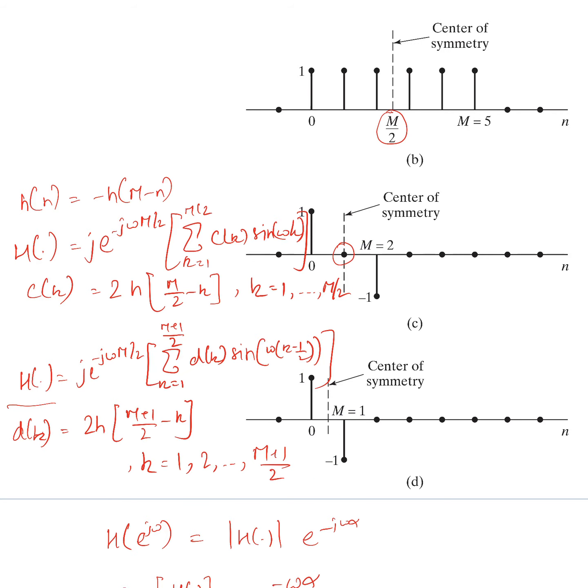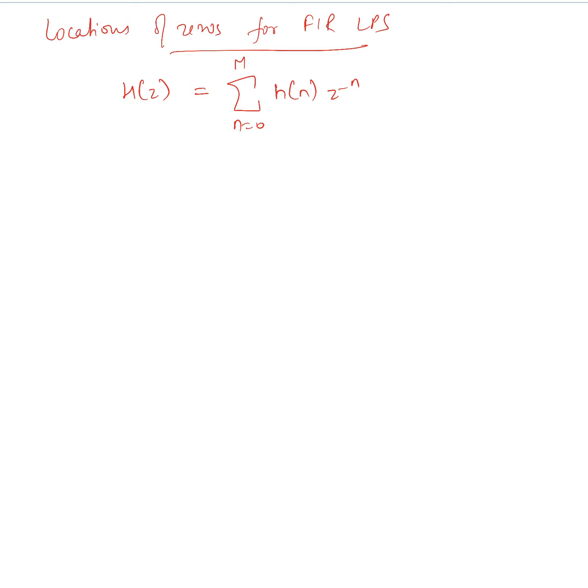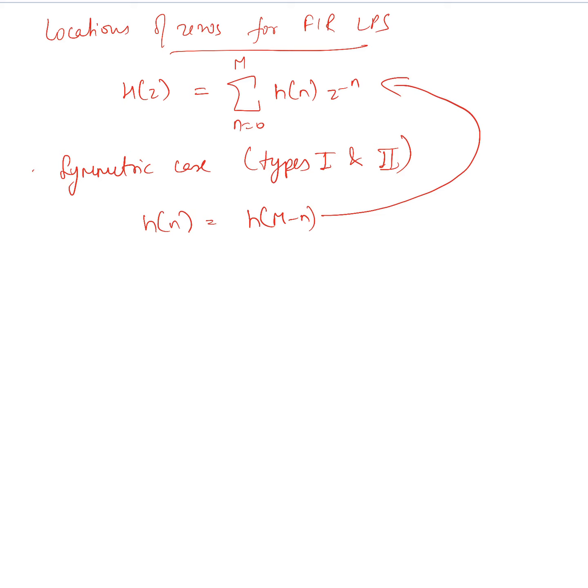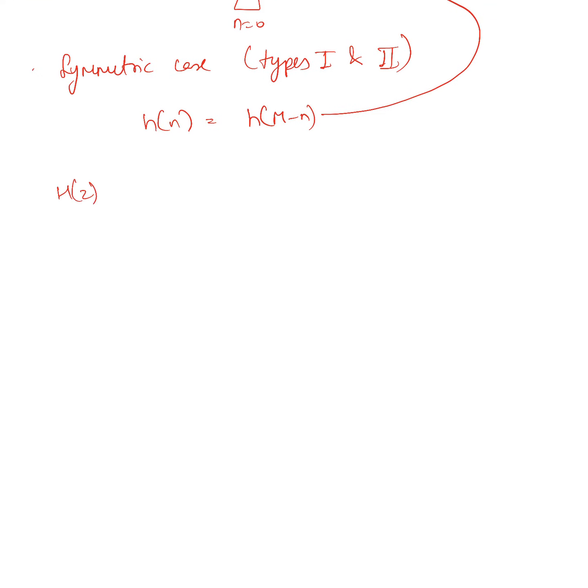Discussing these four types of FIR functions, first of all we shall consider the symmetric case, where your h of n has a symmetry, particularly for types 1 and 2. For these types we know that h[n] is equal to h[M minus n]. So substituting this into the equation, we will get H(z) equal to the sum from n equal to 0 to M of h[M minus n] times z to the power minus n.